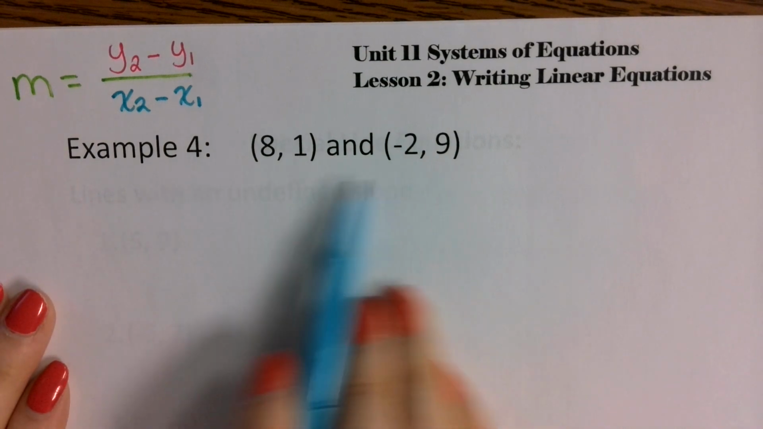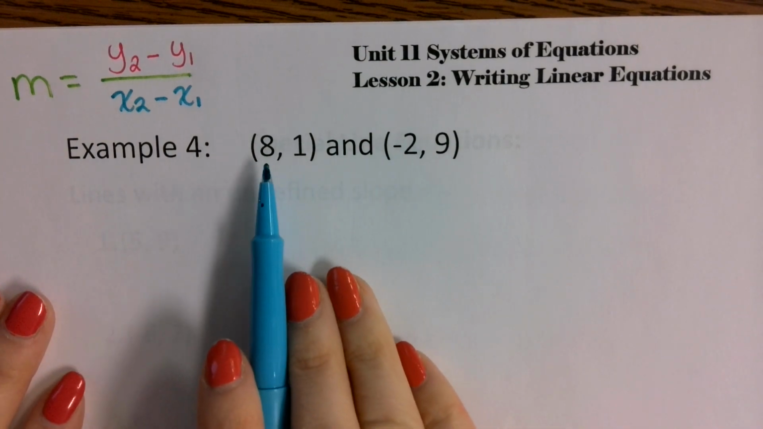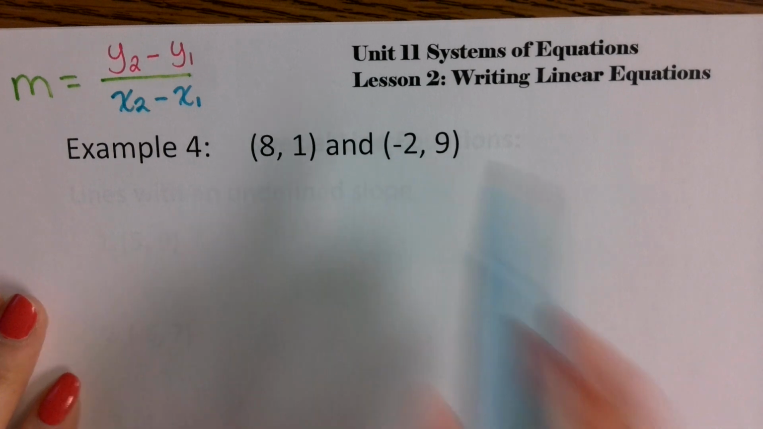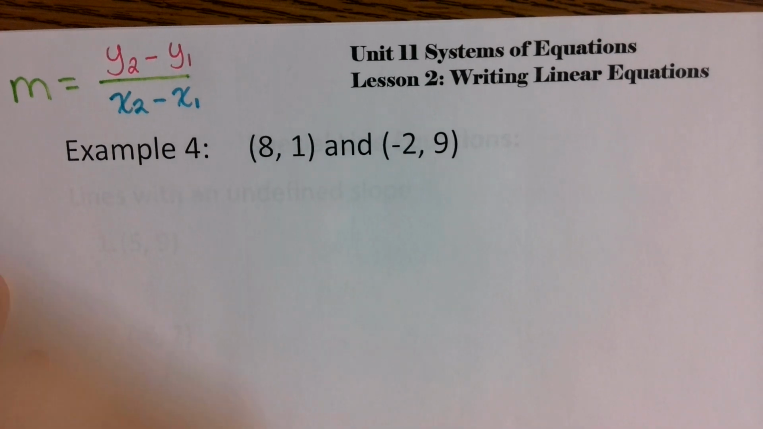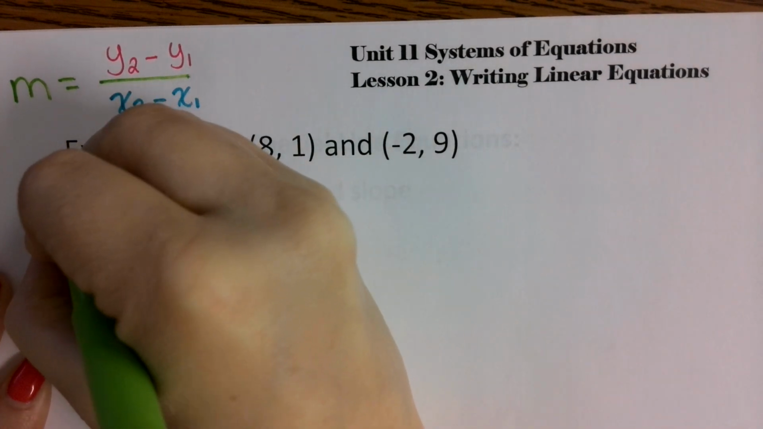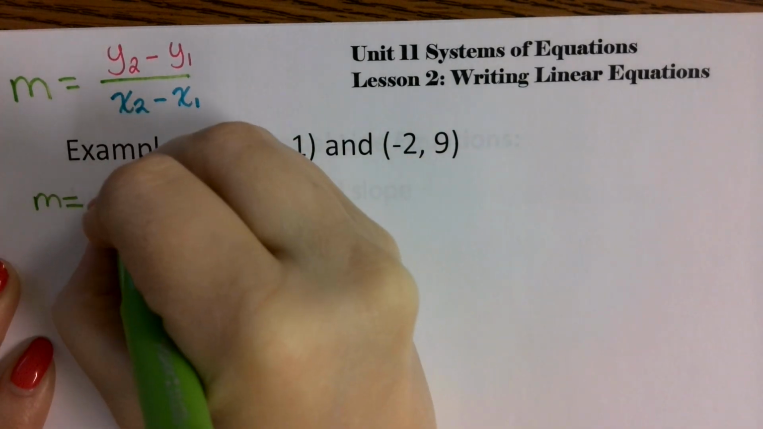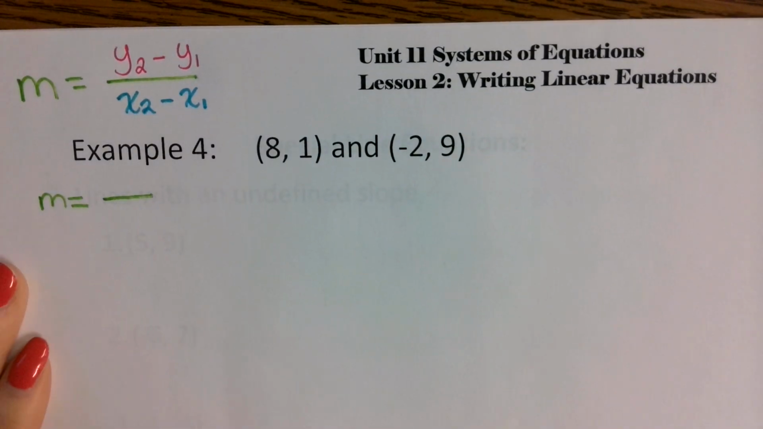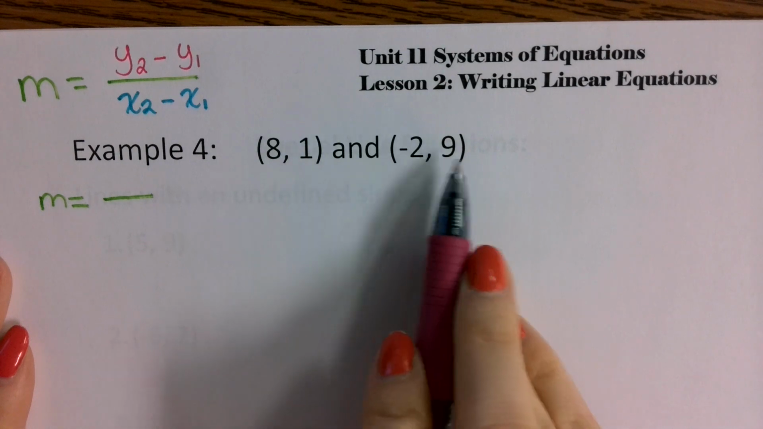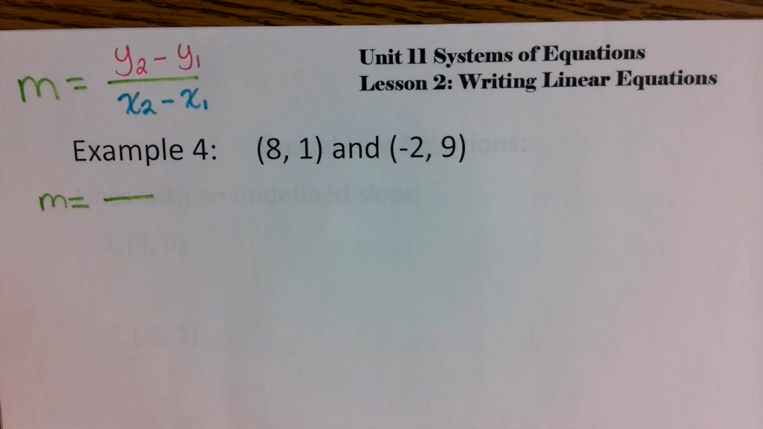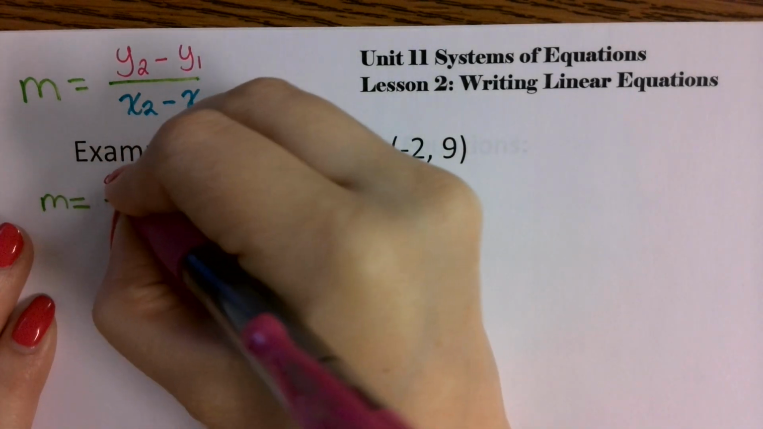So in this situation here, we've got 2 points. We've got 8, 1, and we've got negative 2, 9. The first thing we need to do is identify what the slope is going to be. So we are going to subtract our y's. So I can either do 1 minus 9 or 9 minus 1. I'm going to go ahead and do 9 minus 1.